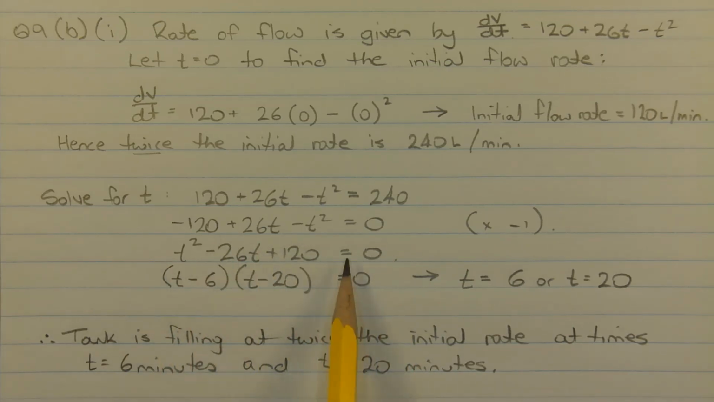Now the left-hand side factorizes to (t minus 6) times (t minus 20) equals 0. Alternatively, you could use the quadratic formula. And we get solutions t equals 6 or t equals 20. Therefore, the tank is filling at twice the initial rate at times t equals 6 minutes and t equals 20 minutes.